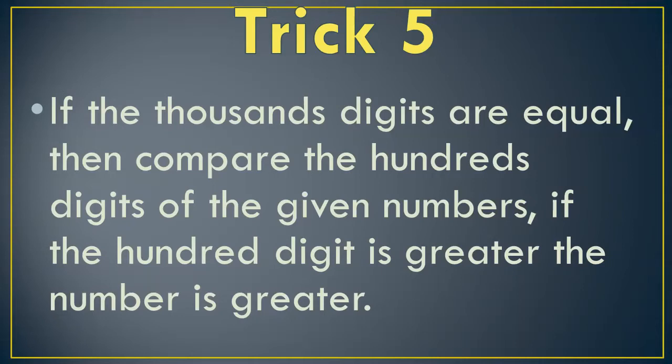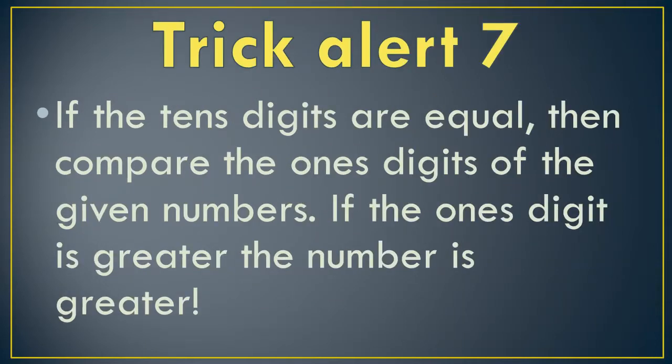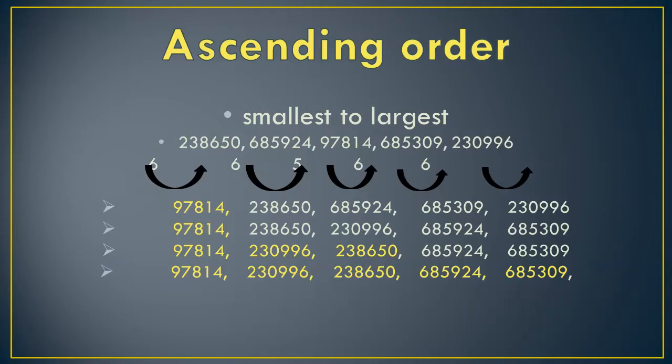Similarly, I keep on moving to the next digit. That is, after the hundreds digit, we compare the tens digit. If they are also equal, then we compare the ones digit. So in this way, we can compare 6-digit numbers. Now, in this manner, using these rules and these tricks, we can compare 6-digit numbers and we can arrange them into ascending and descending order.